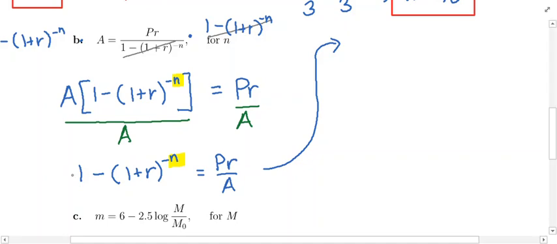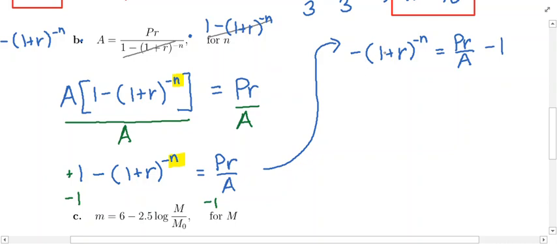I have a positive 1 hanging out here. I'm really kind of adding 1. I'm going to go ahead and subtract it from both sides. So I'm going to get negative (1 plus r) raised to the negative n power is equal to P times R over A, that quantity minus 1. All right, we keep going.